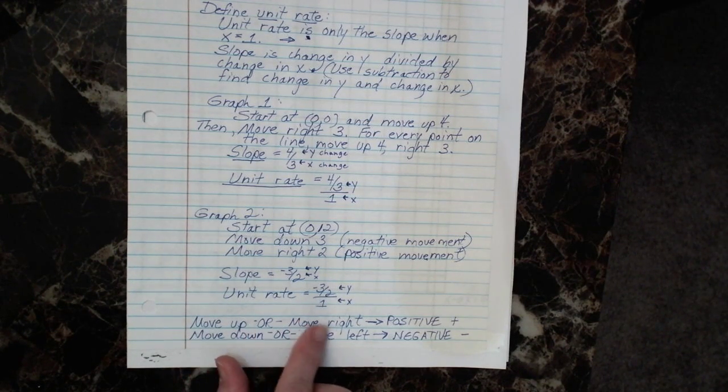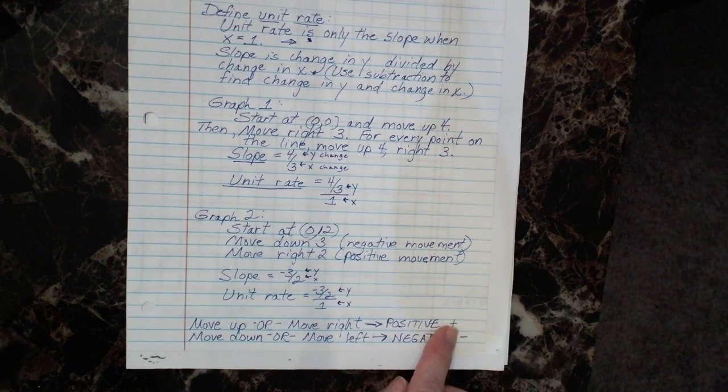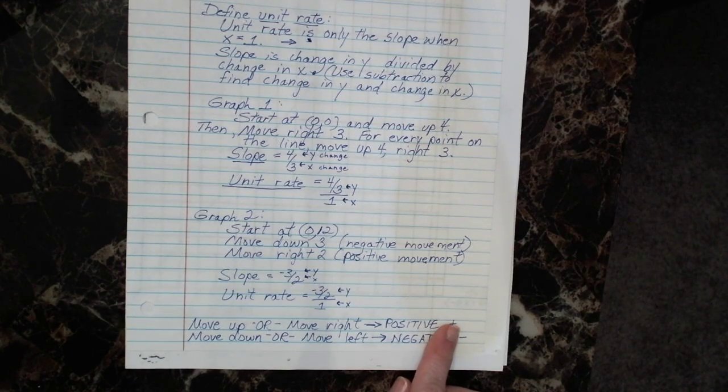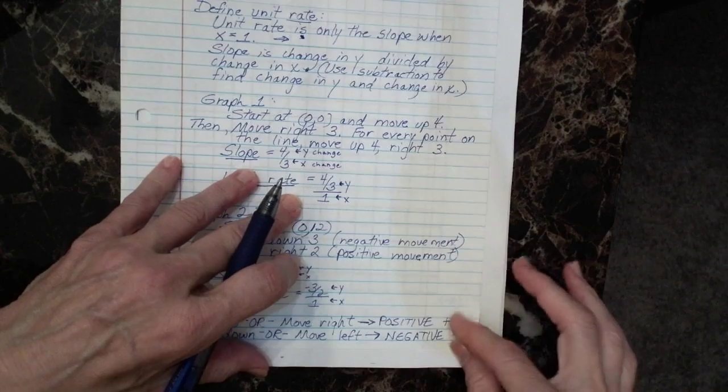Moving up or moving to the right is a positive sign. Attach a positive sign to your digit. If you move down or move left, use a negative sign. So let's look at our graph.